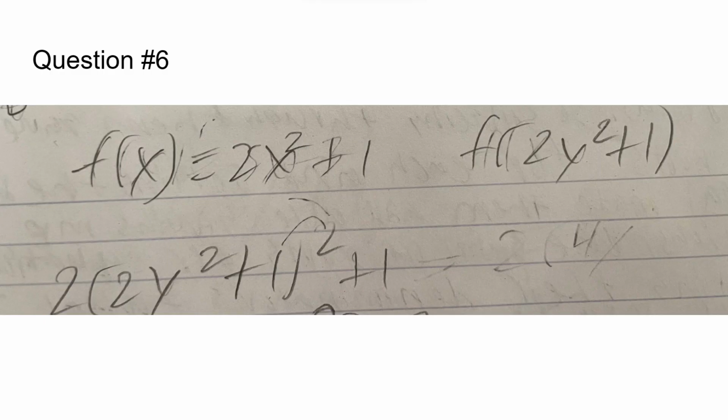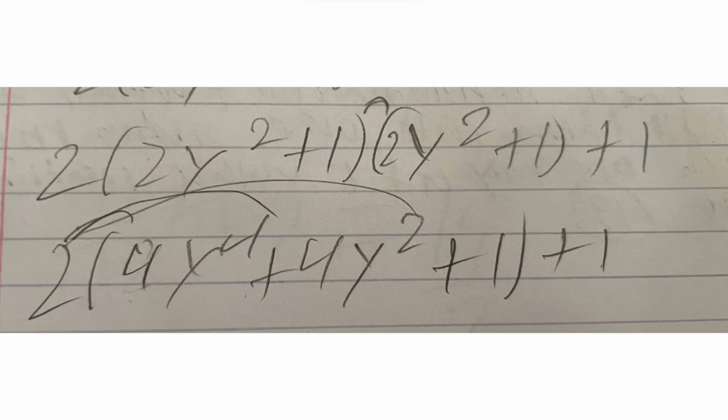Our next problem in honors functions is question 6, which is f of x is equal to 2x squared plus 1. Express f of 2y squared plus 1. So the first thing you do here is substitute, and you put the 2y squared plus 1 into x, and that gives you 2 times (2y squared plus 1) to the second power plus 1.